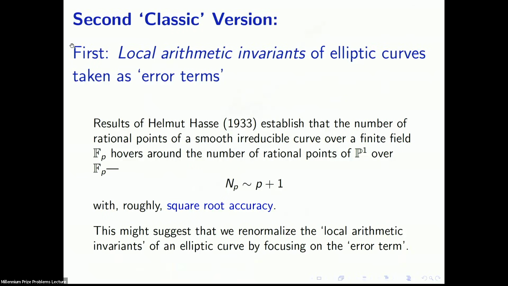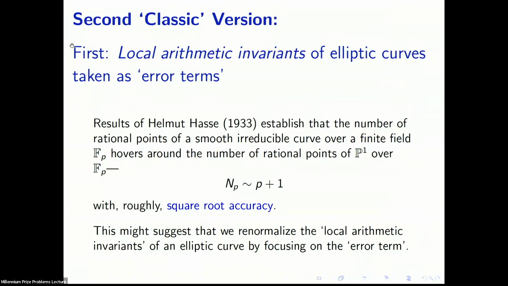Here's a second classic version. The first thing to say is that the local and arithmetic invariants of elliptic curves, well, you'll see, we're going to take them not for what they are, but just take them as error terms following the results of Helmut Hasse. Hasse noted that the number of rational points of any smooth, irreducible curve over a finite field tends to hover around the number of rational points of the line over F_p, namely p plus 1. And it does this with roughly square root accuracy.